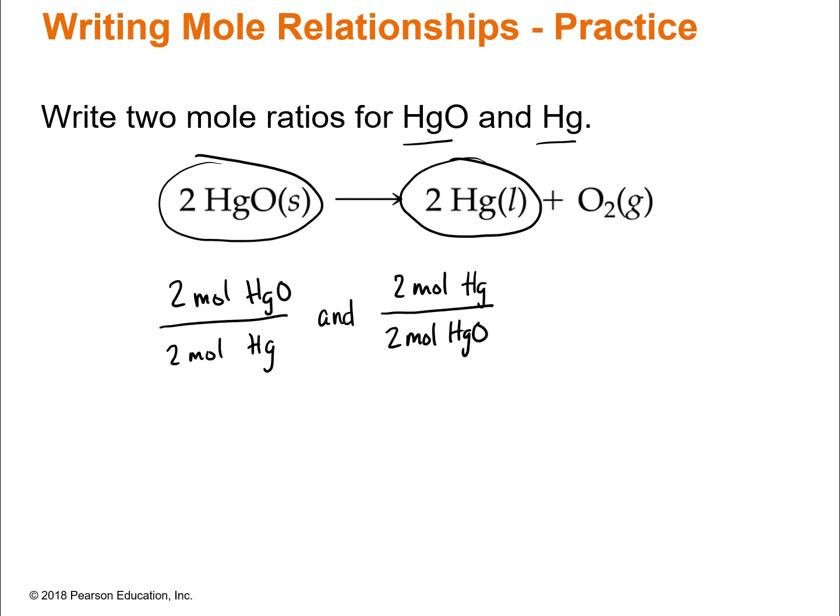So using our chemical equation, these are the two mole ratios that we can write for mercury 2 oxide and mercury. How does everybody feel about writing mole ratios? Do we need some more practice, or do you want to move on to the next concept? Because I have some more examples you can try, or we can move on to the next concept.